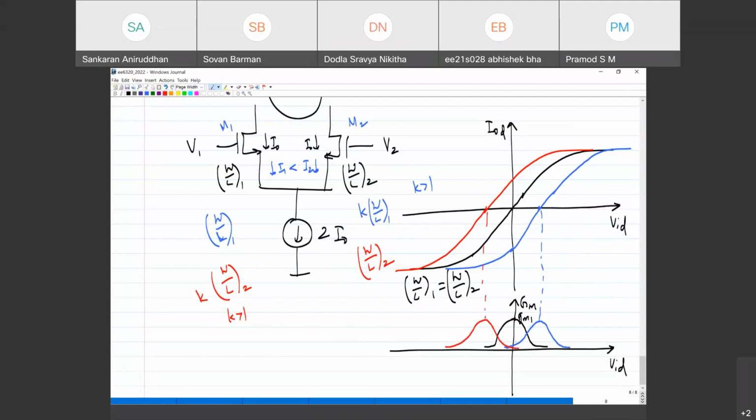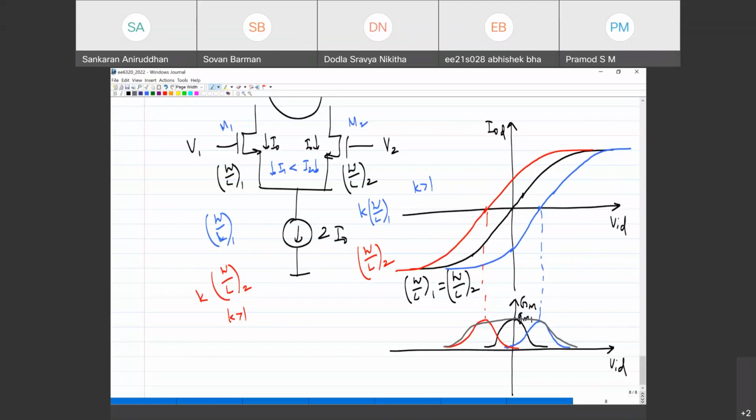If you add the currents, you are effectively adding the GMs. So the resultant, you can get a fairly flat GM. In other words, the GM flatness will occur over a larger range of VID. That will of course give you better linearity. In other words, you can apply larger VID for which the circuit will still give you GM. That is what linearity is, in one sense.